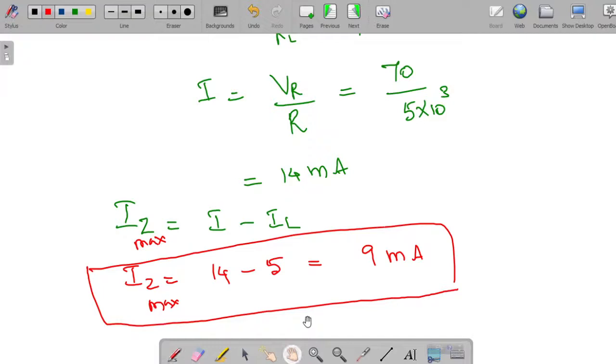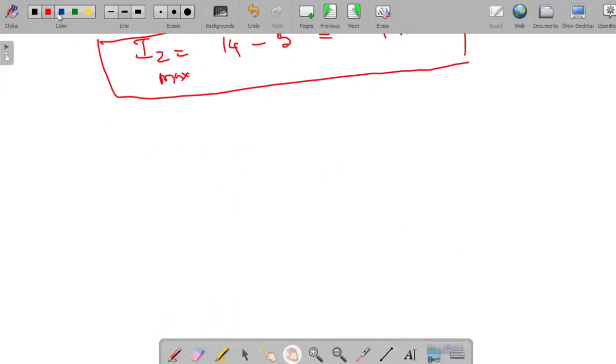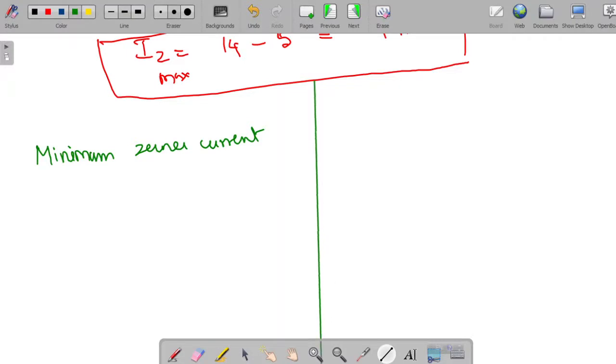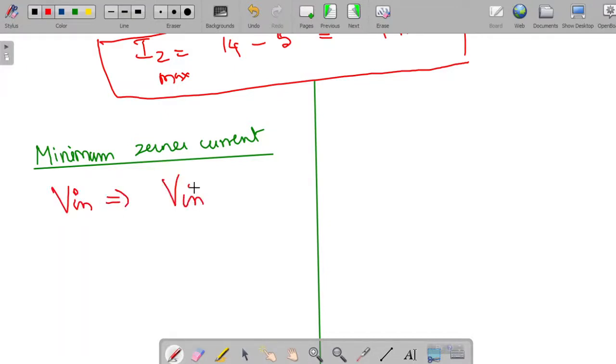Similarly, we can calculate the minimum, right? Minimum Zener current also we can calculate. So what is the minimum Zener current? For that, V in should be taken as the minimum. So this V in should be considered as V in minimum. So what is the minimum?